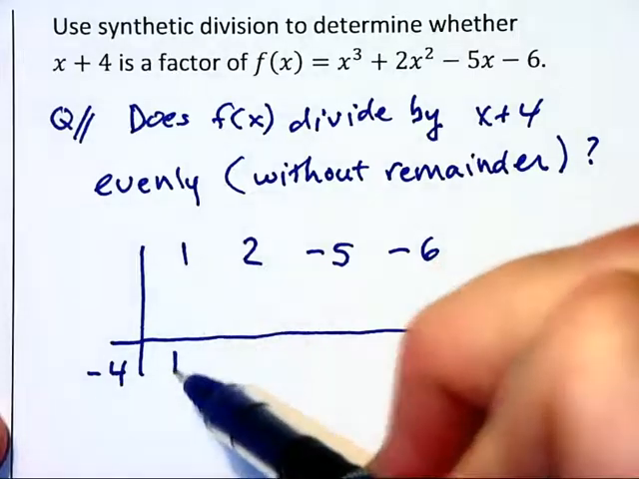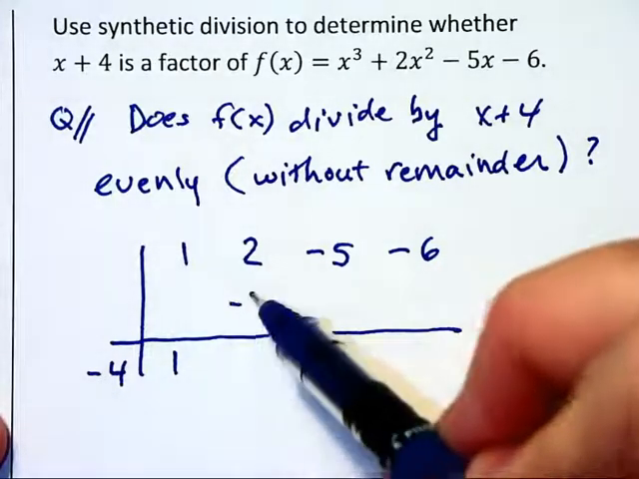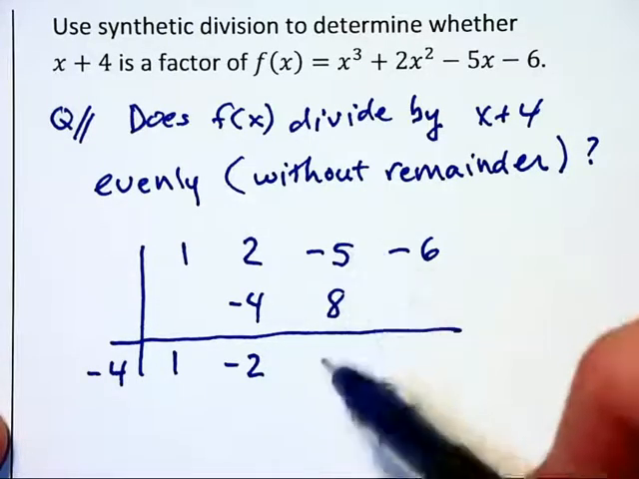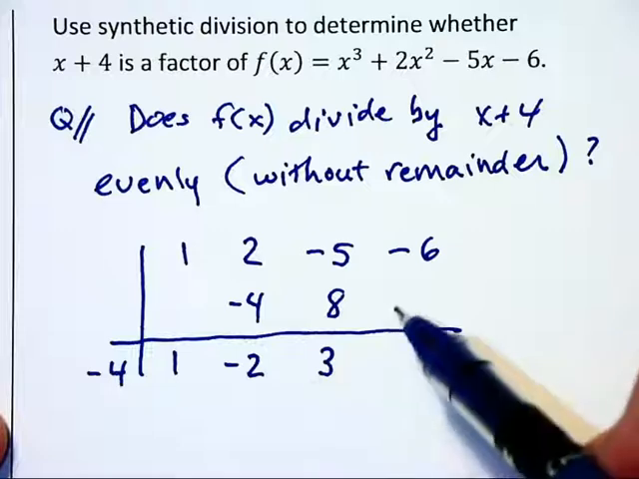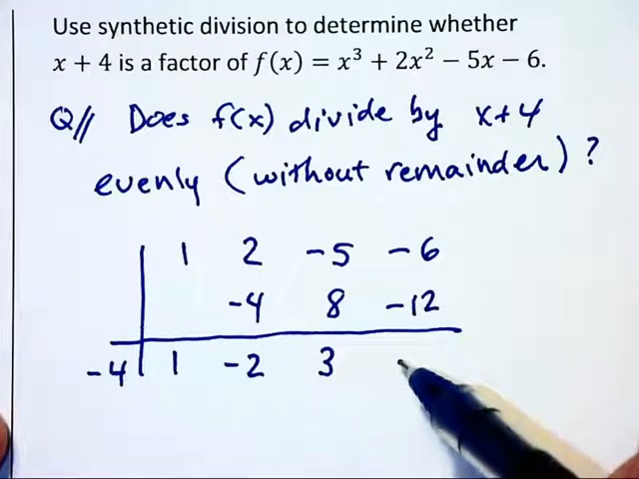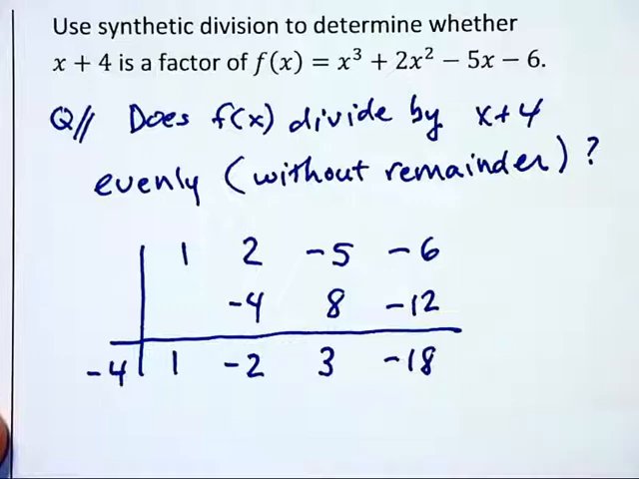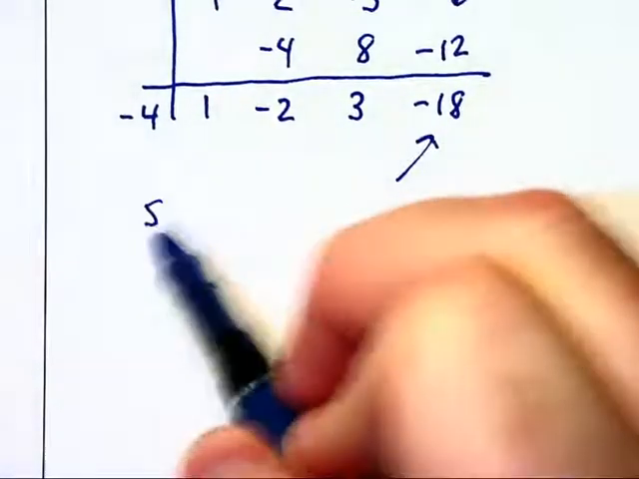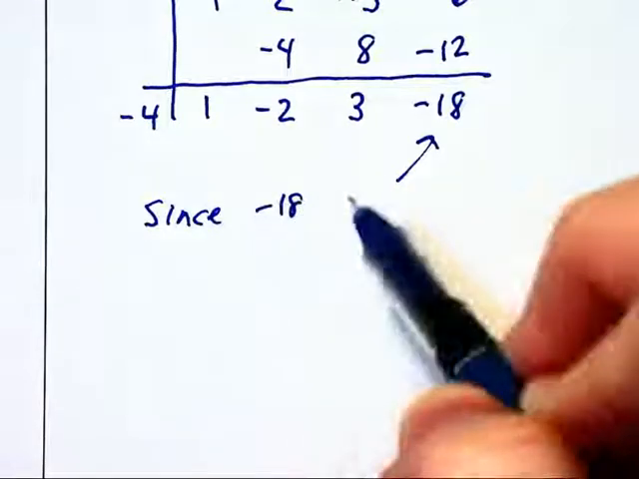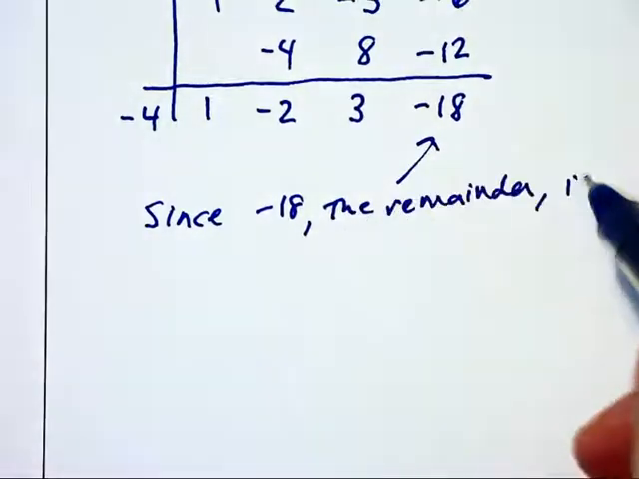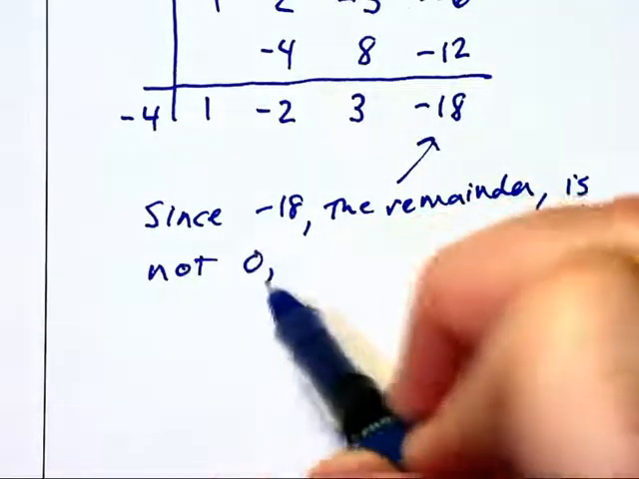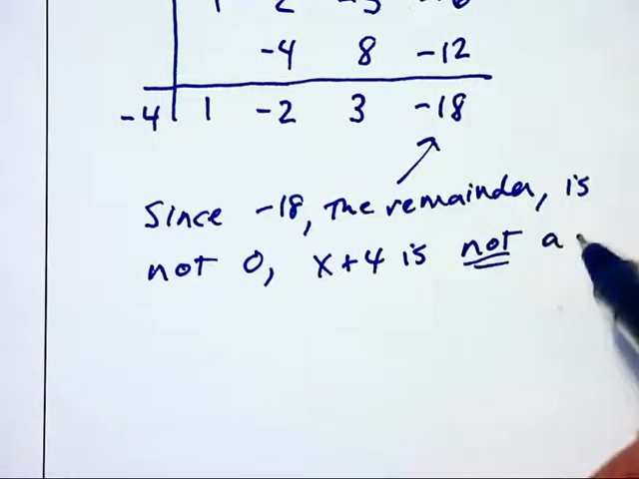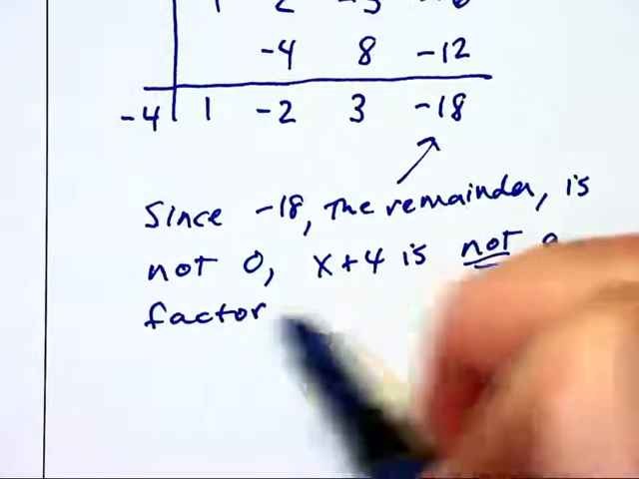Bring down the first coefficient of 1. Negative 4 times 1 is negative 4. Add down to get negative 2. Negative 4 times negative 2 is positive 8. Add down to get 3. Negative 4 times 3 is negative 12. Add down to get negative 18. Now, we look at that bottom right corner, and the answer is no. Since negative 18, the remainder, is not 0, x plus 4 is not a factor of f of x.